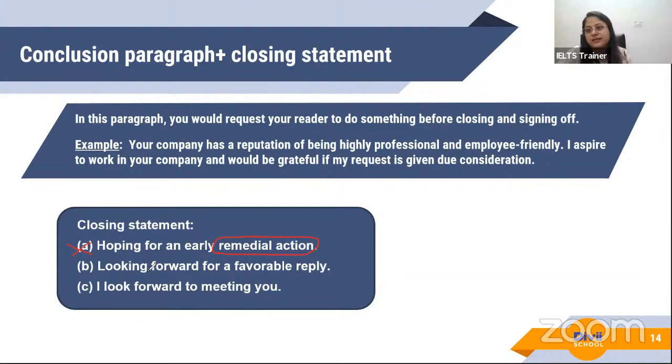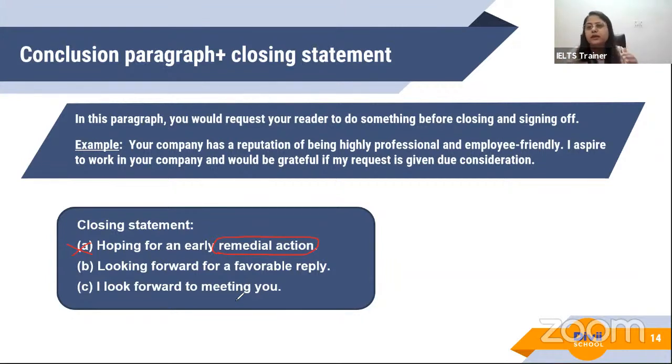Let me go to the next one and see that also. I look forward to meeting you. That could have been your correct option if that person had given you permission to go for the interview, but you have not yet been given permission. You have actually written that you want to delay your interview time. So what do you expect now? A favorable reply. A meeting can be there.